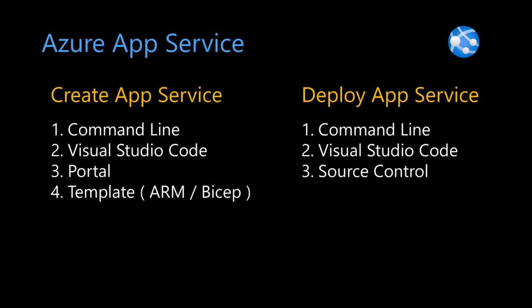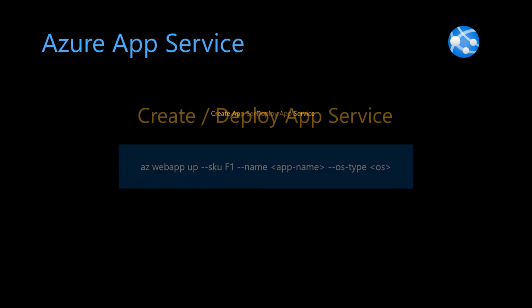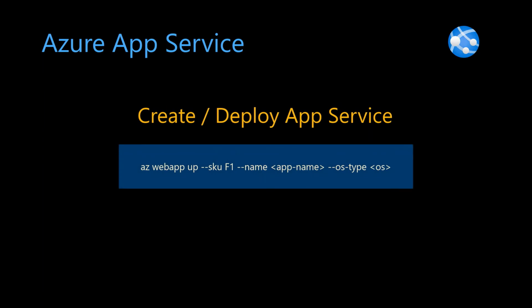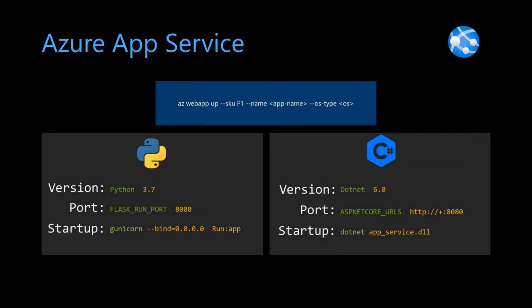Coding aside, there are two tasks for app service, creation and deployment. There are several options for both, depending on your preferred tooling. For our demo, we'll deploy using the command line. The AZ command line makes it easy because the same command is used to create or deploy. If the service does not exist, it'll get created, and if it has been created, the latest code will be deployed with this command. Okay, so now we're going to deploy two app services, one in Python and one in .NET.